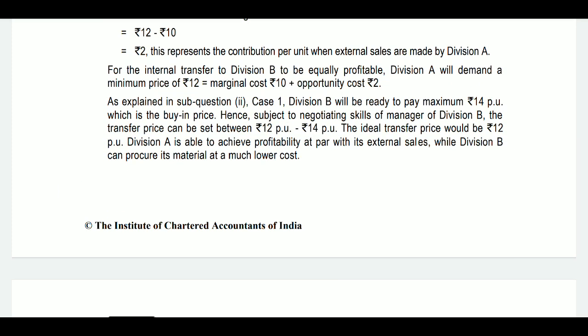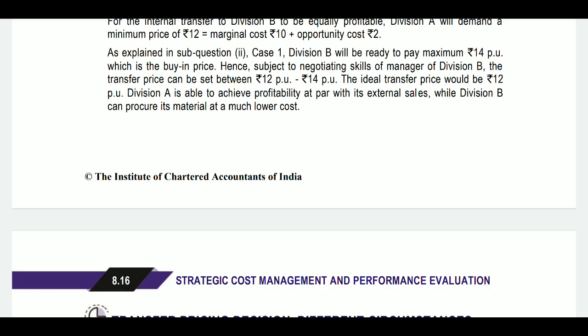division B will be ready to pay a maximum of 14 rupees per unit, which is the buying price, and subject to the negotiation skills of the manager of division B, the transfer price we can set will be between a minimum of 12 and a maximum of 14. Here the ideal transfer price would be 12 rupees per unit. Division A is able to achieve profitability at par with its external sales, while division B can procure its materials at much lower cost. So if we sell at 12 rupees, A will get profit, and if B purchases at less than 15 rupees, he will also get profit.